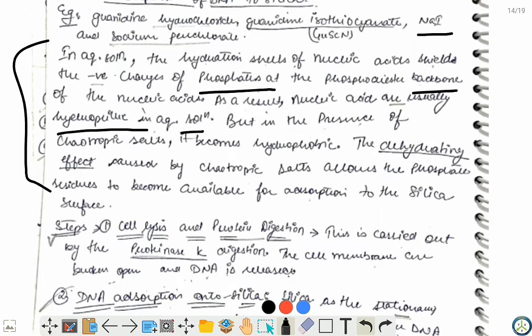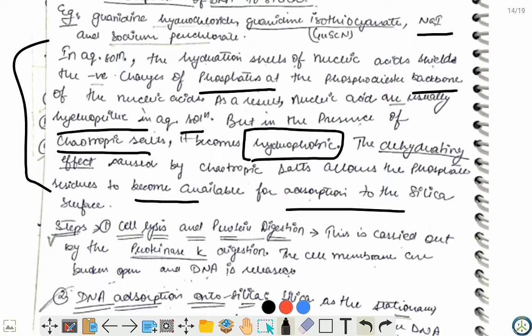Solution, but in the presence of a chaotropic salt it becomes hydrophobic. In the presence of chaotropic salt, the nucleic acids become hydrophobic, and this dehydrating effect caused by the chaotropic salt allows the phosphate residue to become available for adsorption to the silica surface. Once it becomes hydrophobic, it will be able to adsorb on the silica surface. Clear?